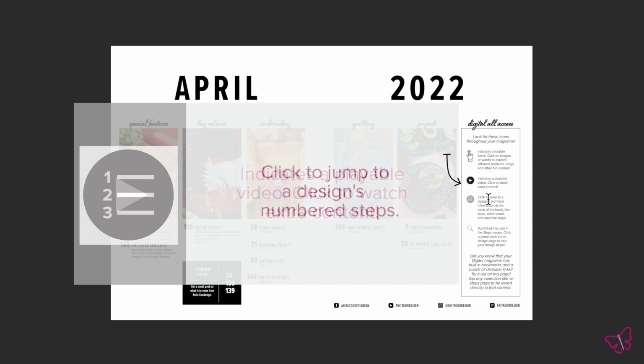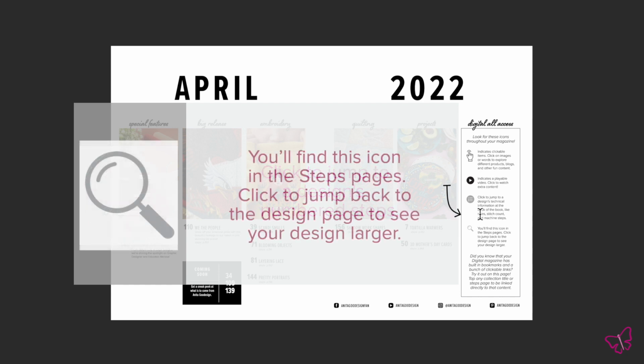You also have the number steps, which is very handy. So you may see a design and want to jump directly to the number steps. You can just click that icon instead of having to flip through it. And then, of course, when you're on the number steps pages, you can actually zoom in on the image itself. Because this is digital, it's very handy because we can just pinch and zoom to even make any of the words we're reading bigger as well.